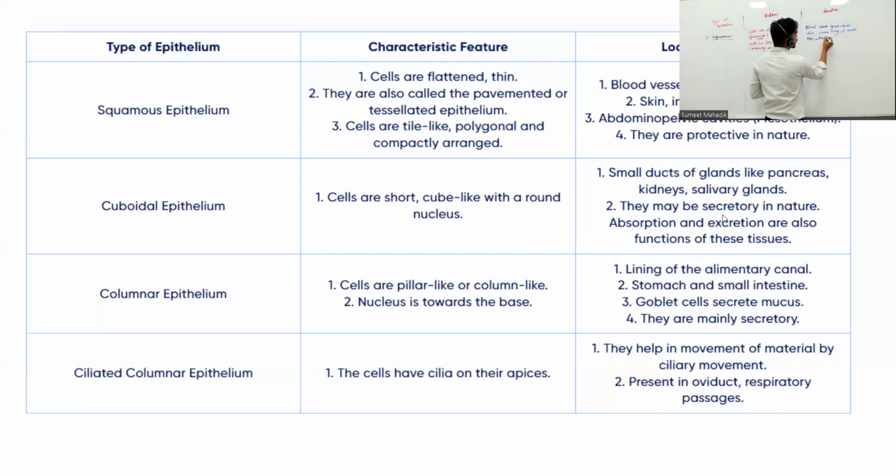What is the mesothelium? Mesothelium is nothing but the lining of the cavities. Which cavities? The abdominopelvic cavities. That's mesothelium, just remember this. They are protective in nature. Why are they protective in nature?